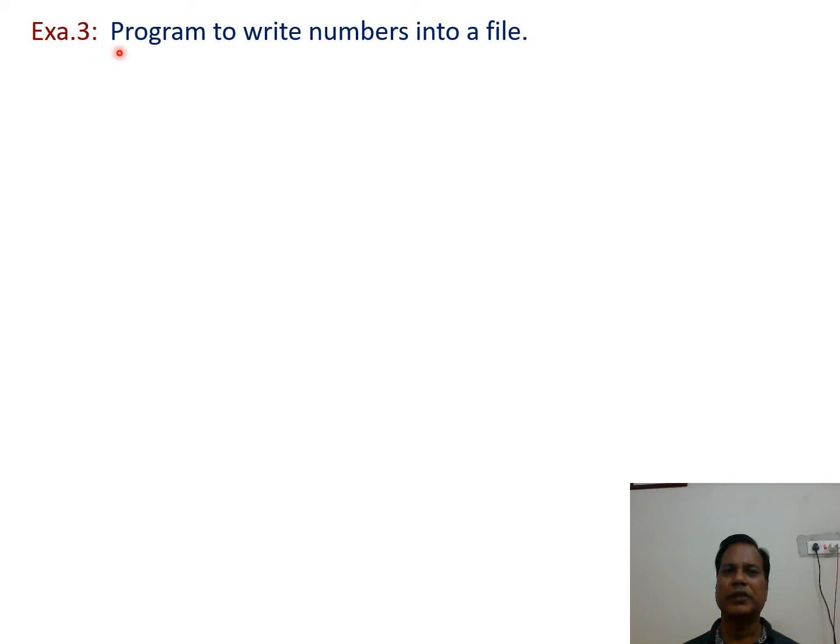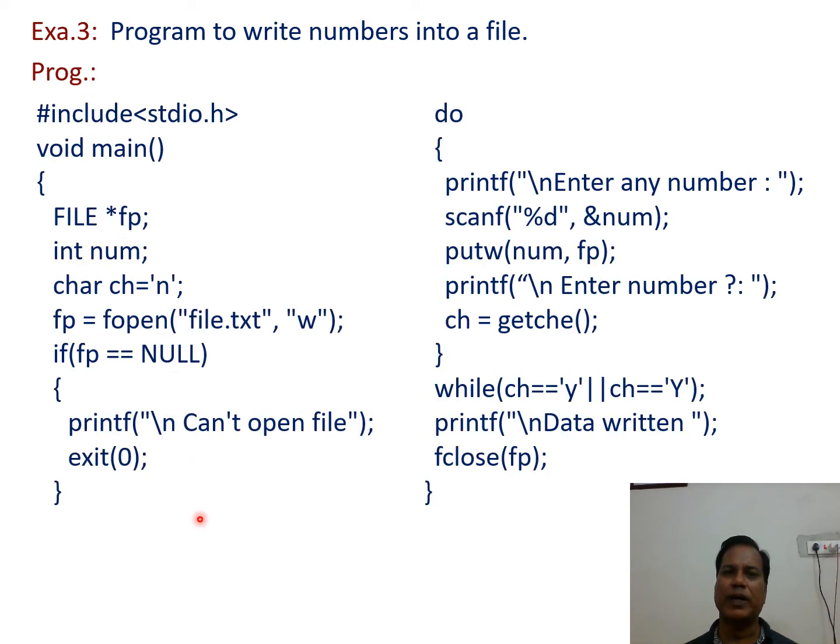Now let us take the third example. In this example, a program to write numbers into a file. We are going to discuss a program that writes a number into a file. The program may be written like this. The first statement includes the standard input output .h header file in our program. Then the first statement of the main function declares the file pointer fp, and the next statement declares the integer variable num.